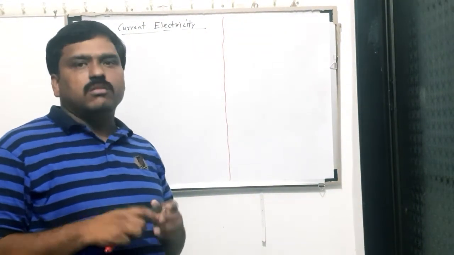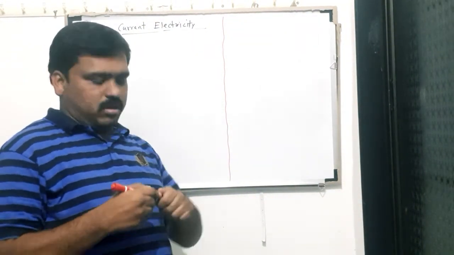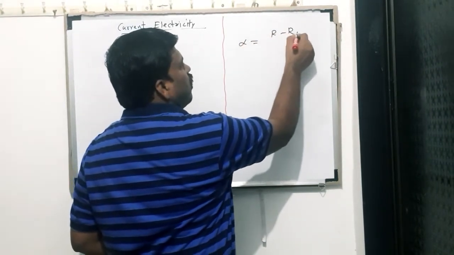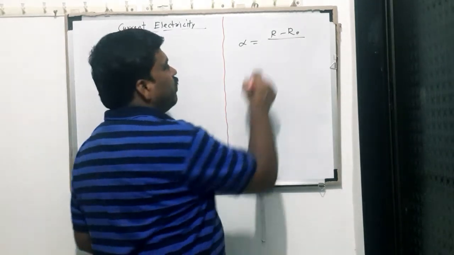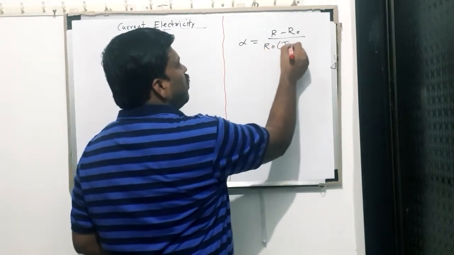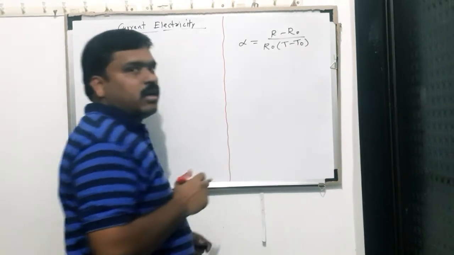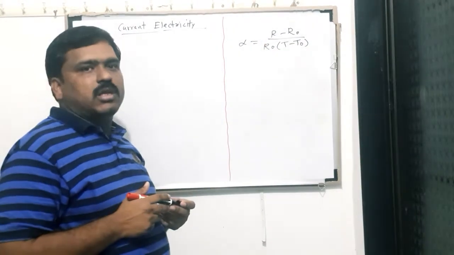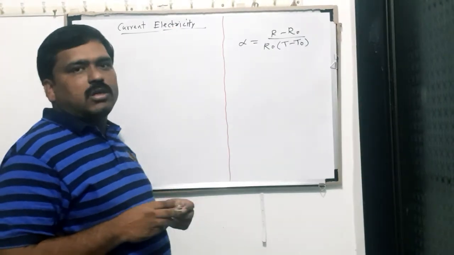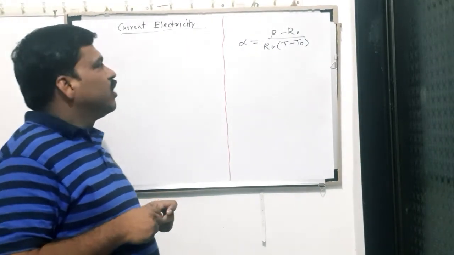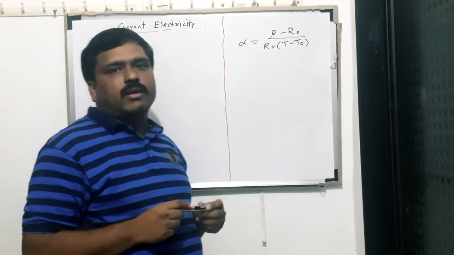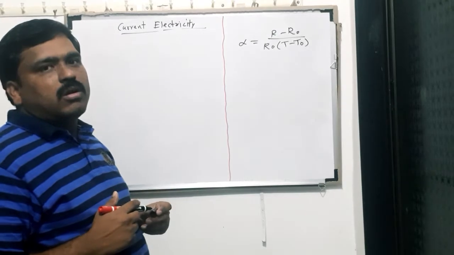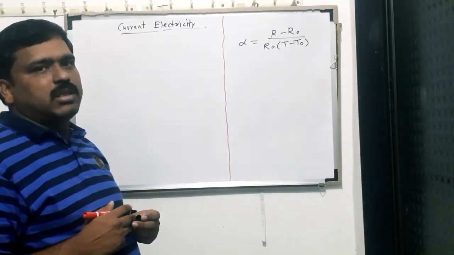लास्ट व्हिडिओमध्ये आपण एक रिलेशन डेराईव्ह केलेलं आहे, जे की अल्फा इज इक्वल टू (आर मायनस आर झिरो) डिवायडेड बाय आर झिरो इन ब्रॅकेट (टी मायनस टी झिरो). Here R minus R0 is the increase in resistance, R0 is the original resistance, T minus T0 is the increase in temperature, and this alpha is the temperature coefficient of resistance.